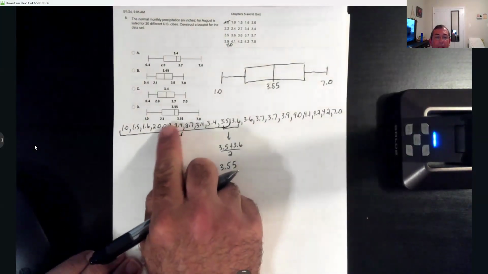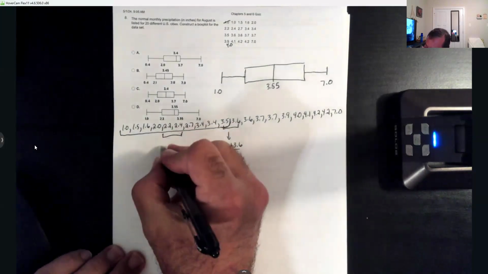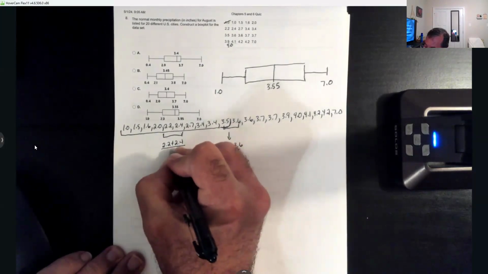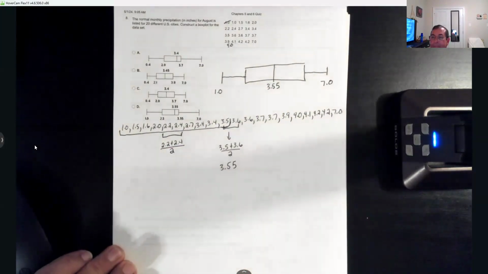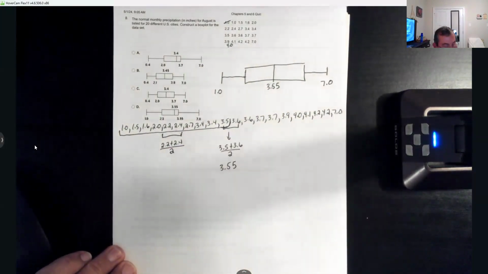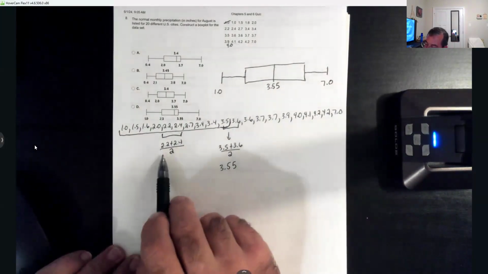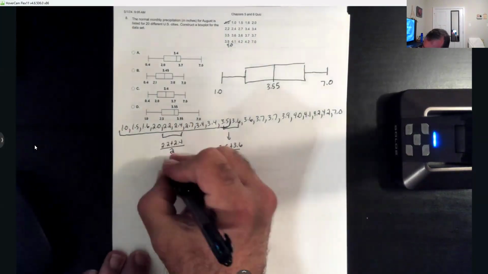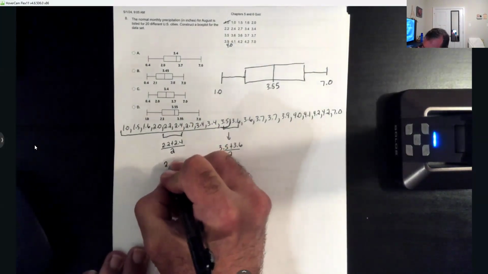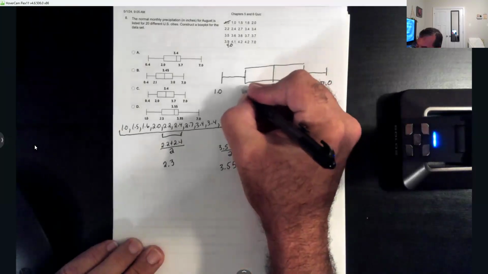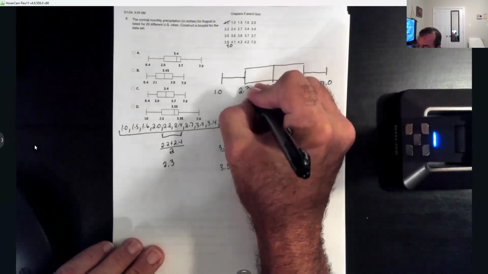So since this one's even again, I'm going to add them together and divide by 2. So y'all, if you add them together and divide by 2, I think you get a 2.3 for that. So my lower quartile is 2.3.